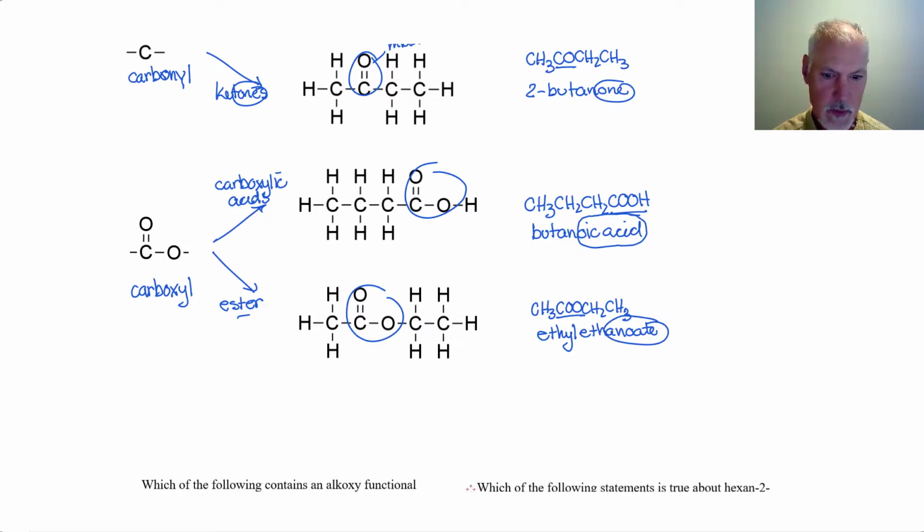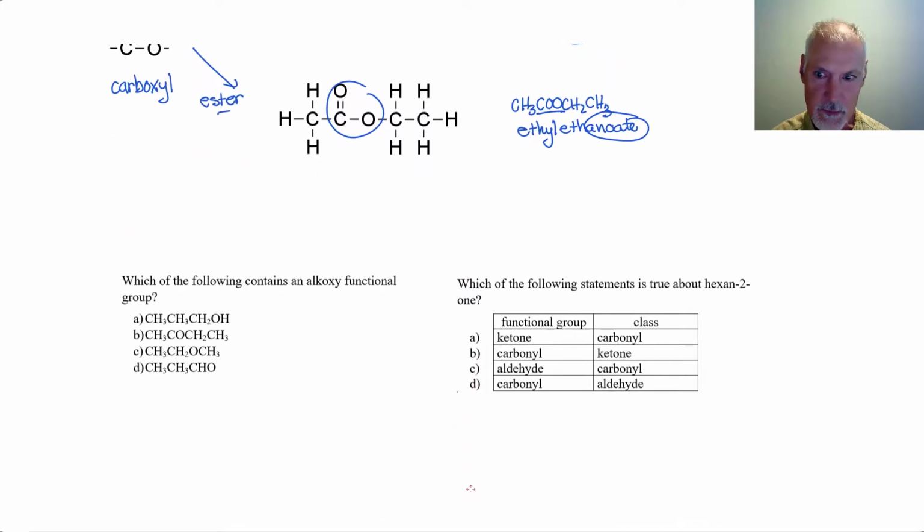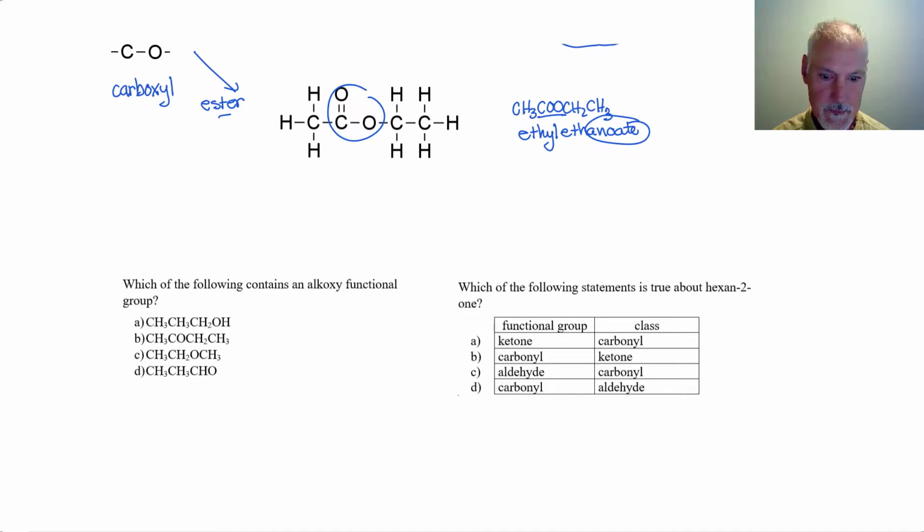Let's look at a couple of questions then on the ideas we've covered so far. So first off, let's take a look at this one. Which contains the alkoxy functional group? That one, remember, is the oxygen connected in the middle of a chain to some sort of chain of carbon atoms on one side or the other. And it's a member of what we call the ether class of chemicals.